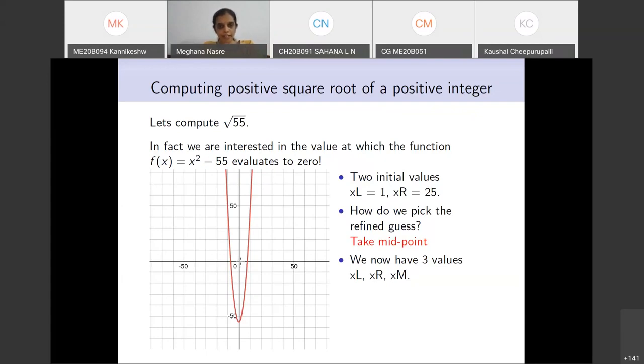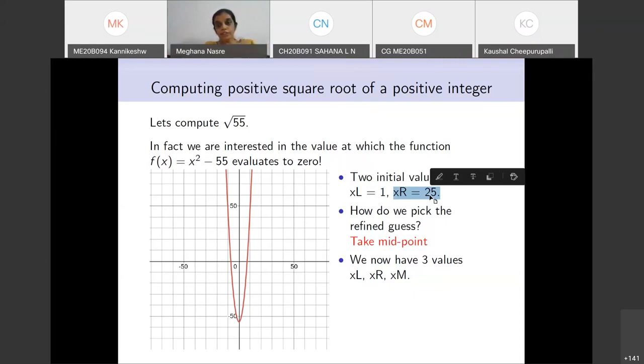So now we have 3 values: one which was the initial value, which is 1, and the second value, which is this 25 that we had guessed. These are the 2 initial guesses, and then we have a third. What is the property of these 2 guesses? For XL, f of XL evaluates to a negative value, and f of XR evaluates to a positive value. We have called them left and right just as indicative, but these are the 2 guesses that we started with.